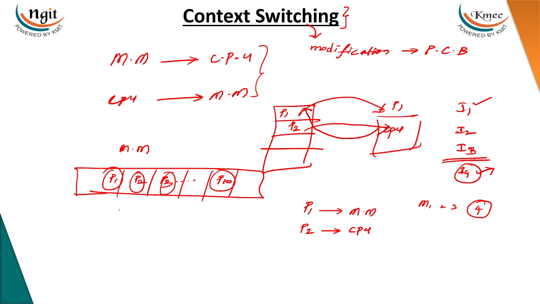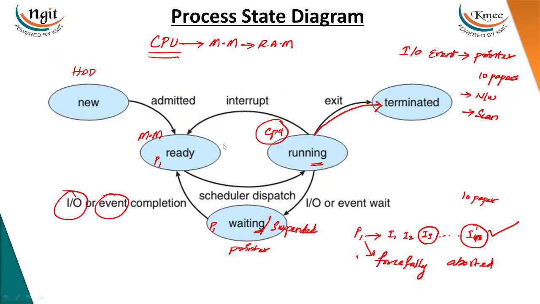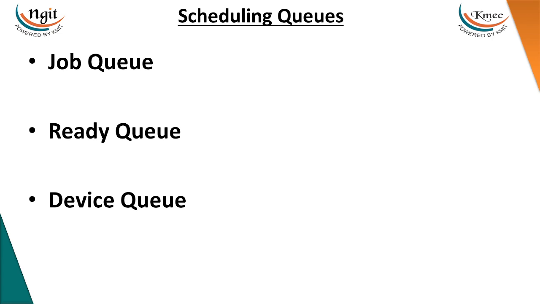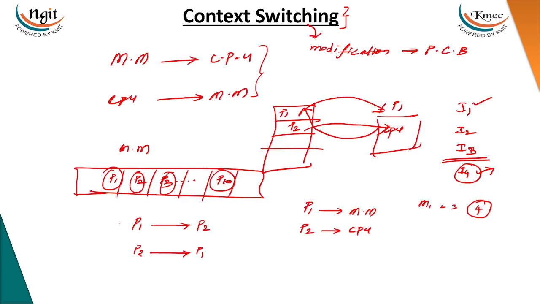So the concept of moving a process from main memory to CPU and CPU to main memory is called context switch. We also call it process switching. That's it. We'll see in the next class.